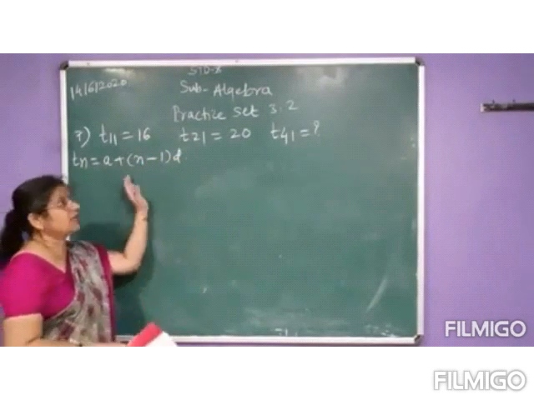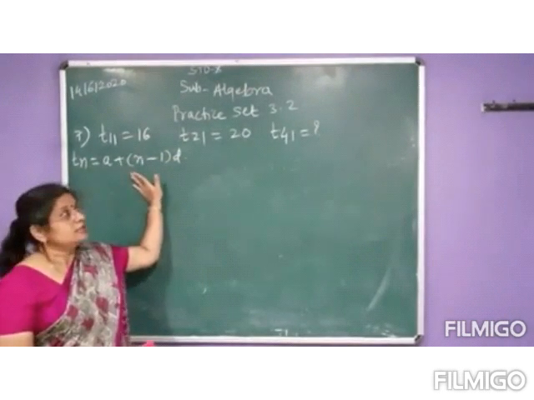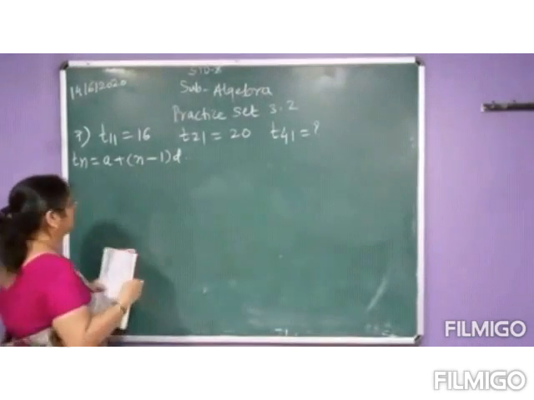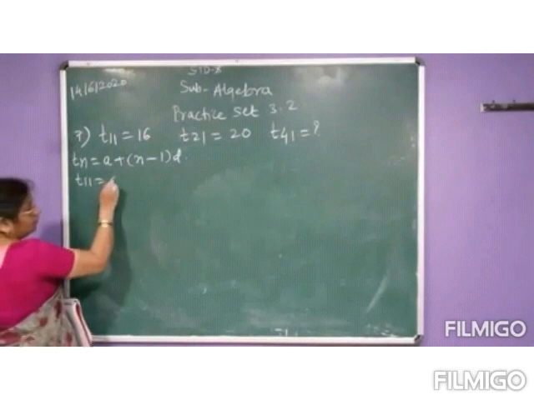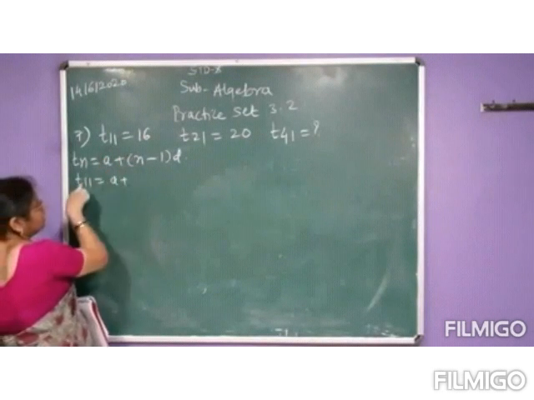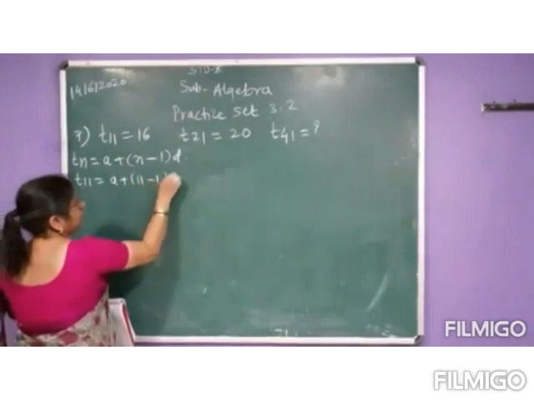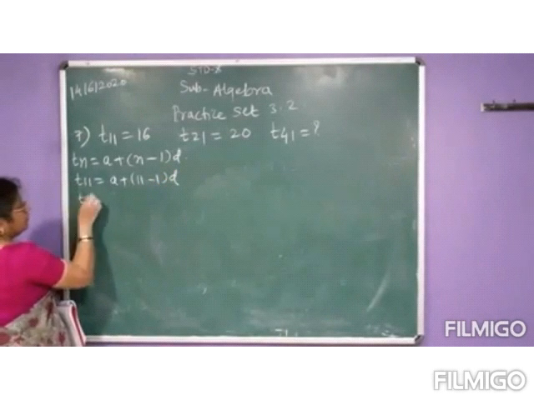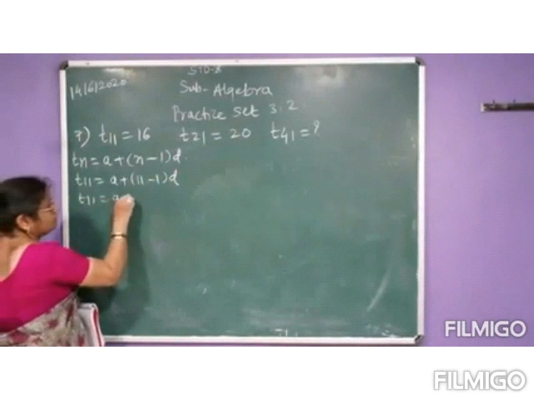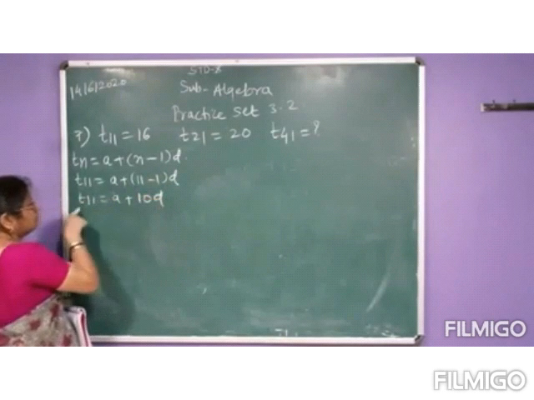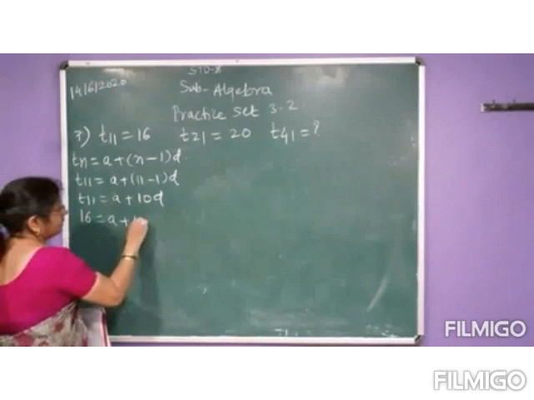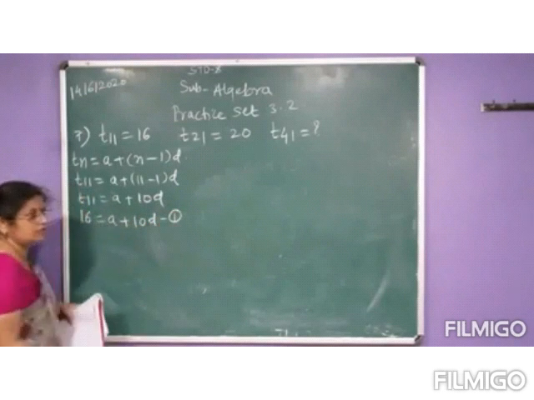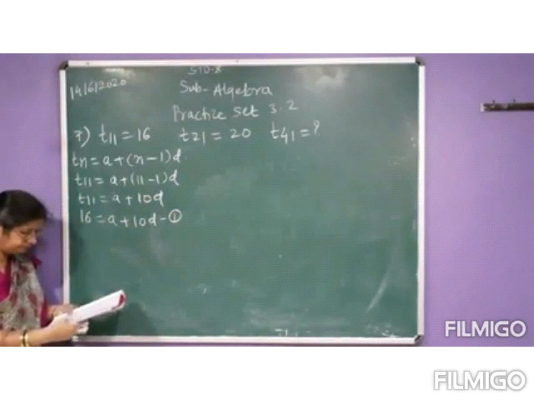Now see, if you write the formula separately every time, there is no need to memorize it. Now T11 is equal to A plus, now n is 11, 11 minus 1 D. So T11 is equal to A plus 10D. But what is T11? 16. So 16 is equal to A plus 10D. This is your equation number 1.